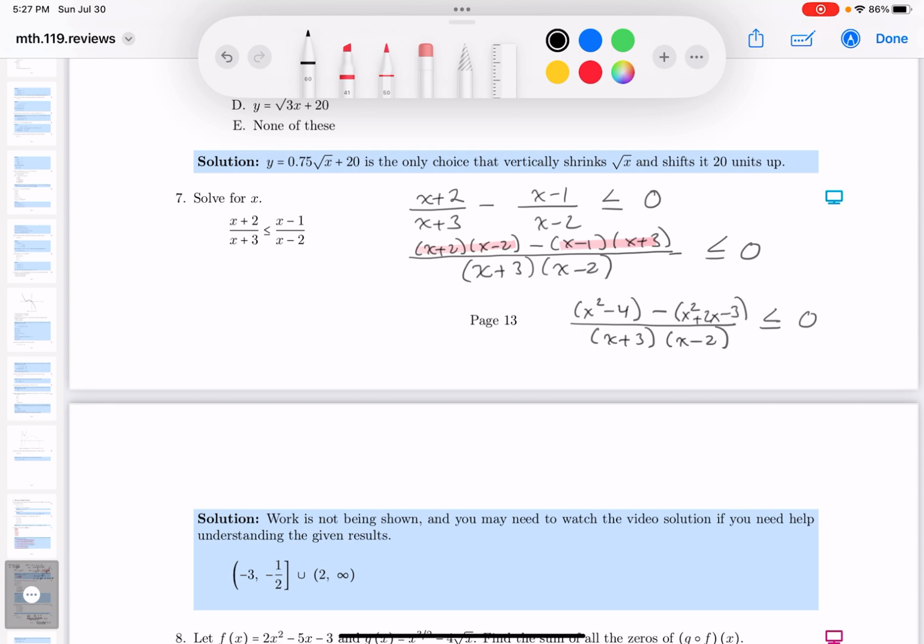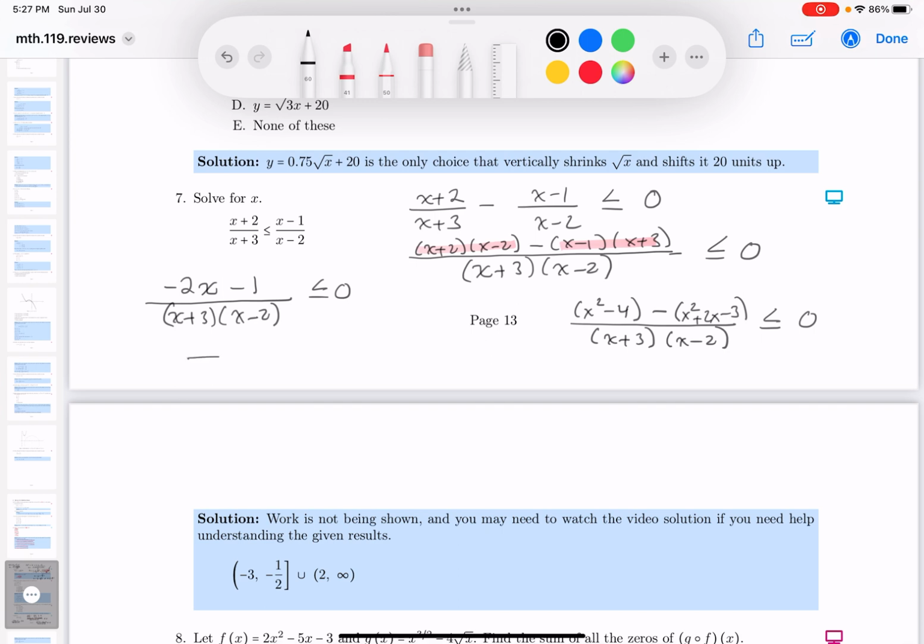All right, let me write this down for you. The bottom is x plus 3, x minus 2. And the top, the x squareds disappear because x squared minus x squared is nothing. But then I get minus 2x. I'll write that down for you. And minus 4 minus a minus 3 is going to be minus 1. All right? So as it stands, I'm ready to go.